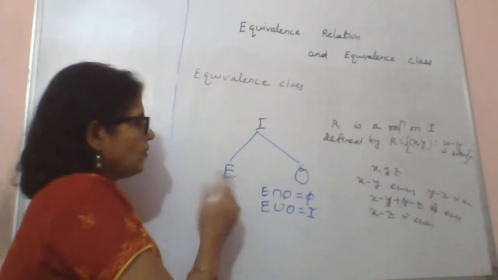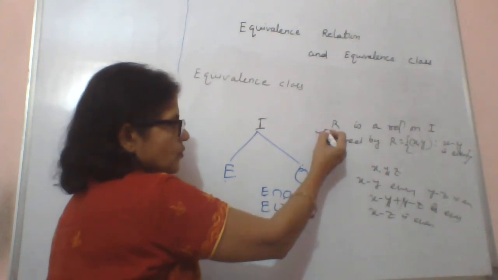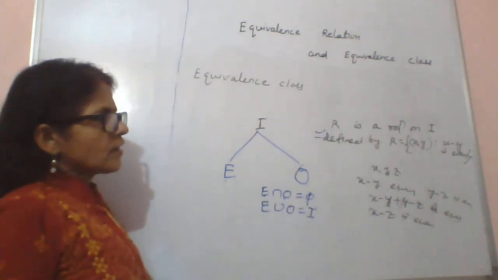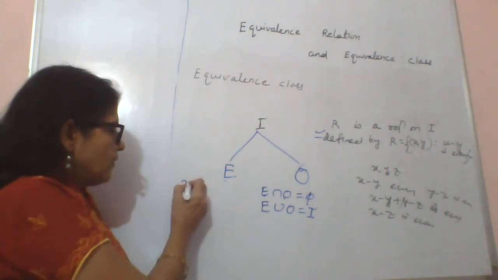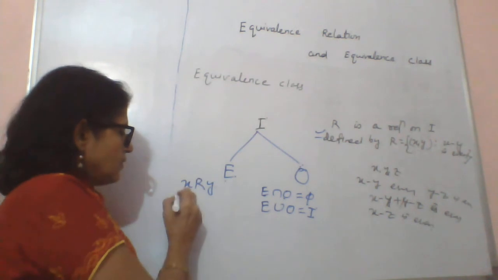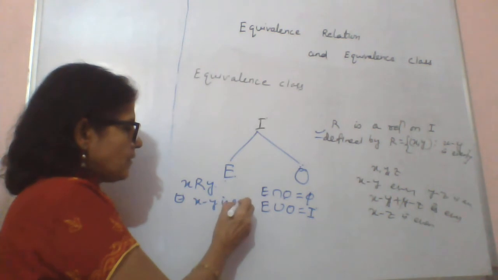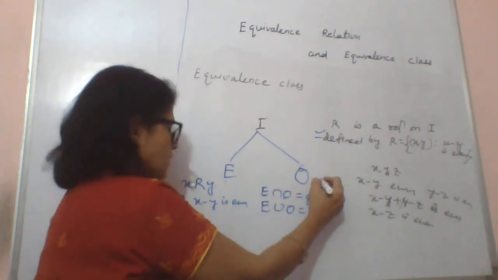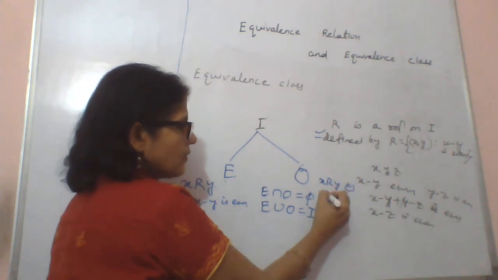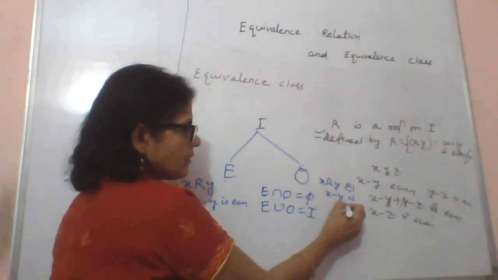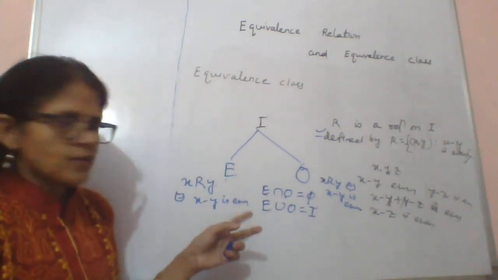Okay, so now my question is, if I take the same relation R equal to xy such that x minus y is even, I write x R y if and only if x minus y is even, same relation I am taking here. So let's check whether these are equivalence relations or not.